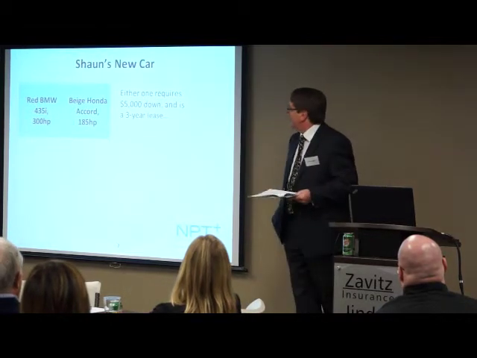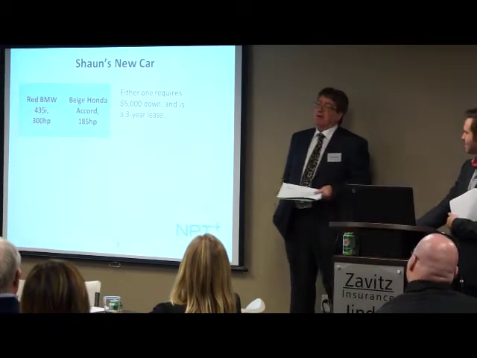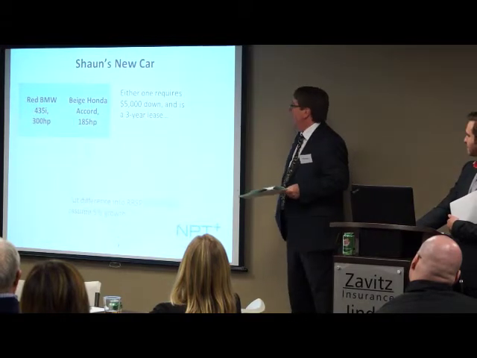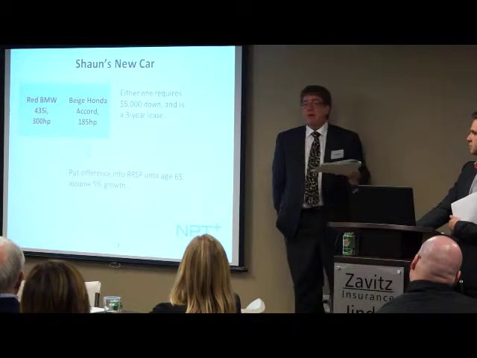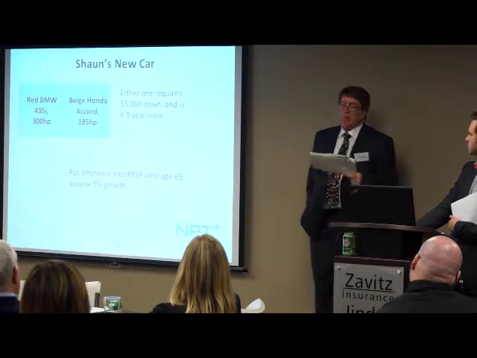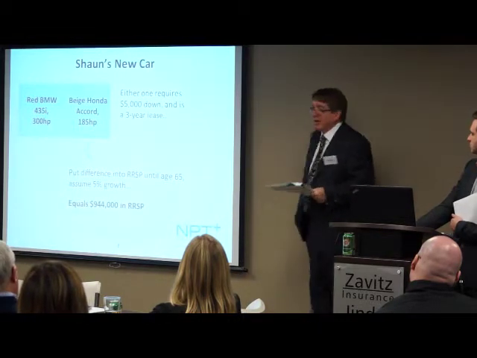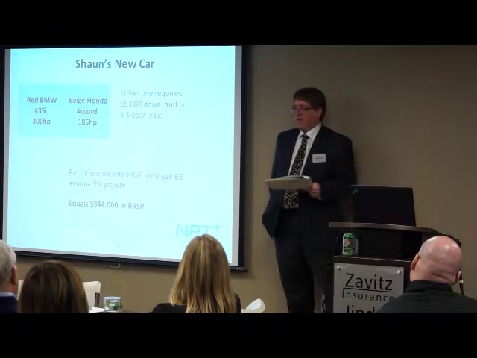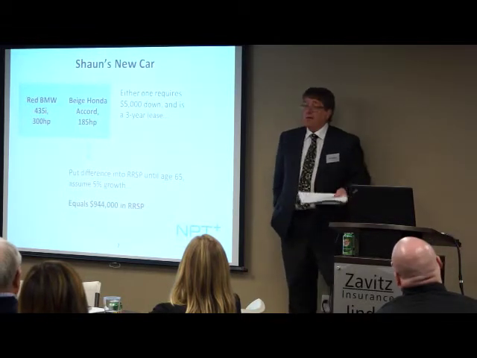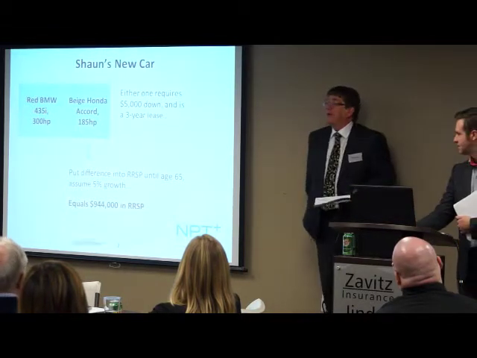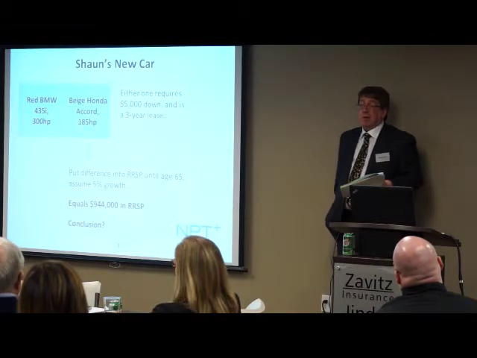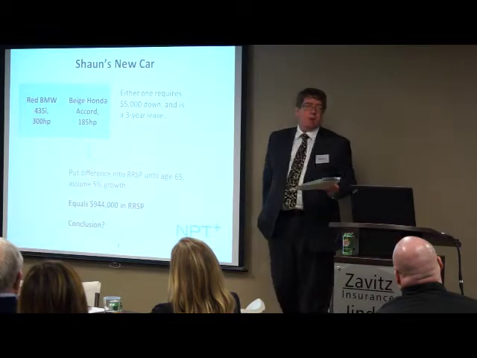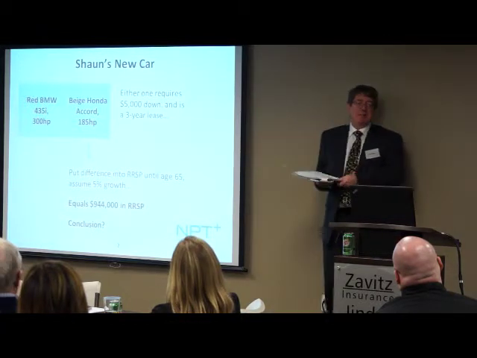It's not quite as fast, but take the difference, these are real numbers, throw them into an RSP, and let them sit there for 35 years. How much money will be in your RSP? $944,000. Holy cow, growing at 5%. It's the magic of compound interest, and when it's 35 years, of course it grows pretty good. But I love that example, and if you show up with a red BMW, I'm not sold yet.